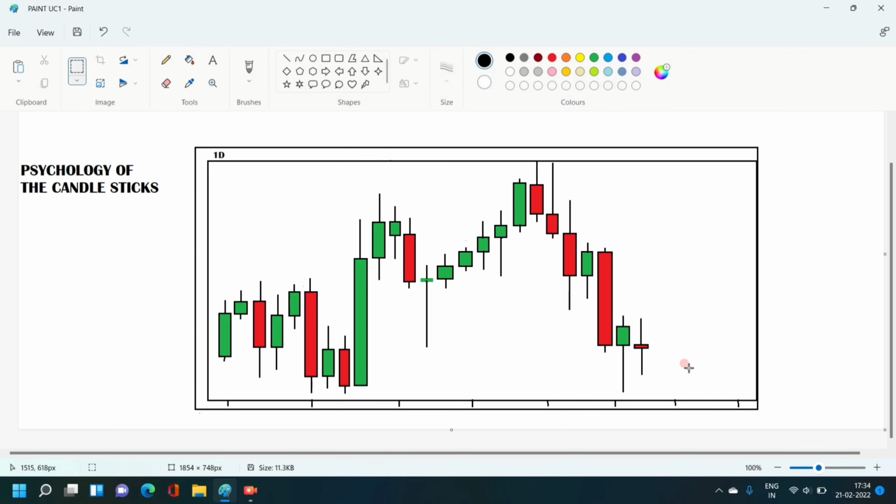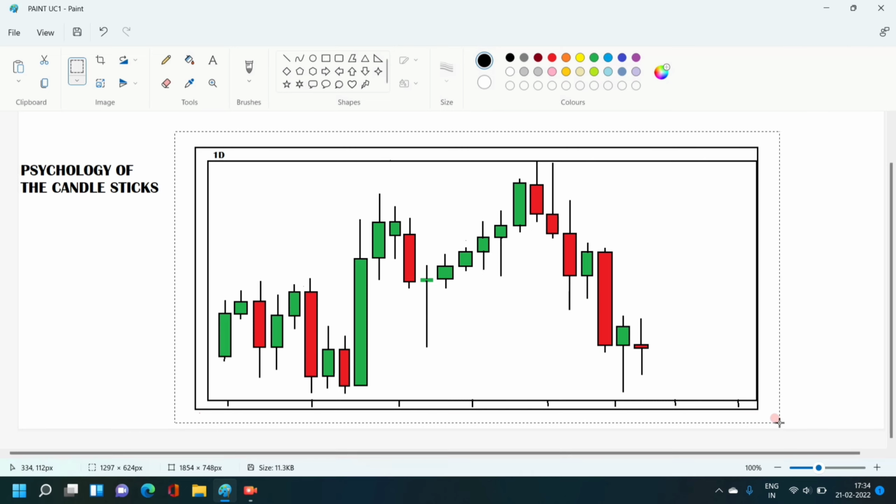Now, I am going to discuss the psychology behind the candlesticks and what the size of candlesticks and the size of the wick can tell us in the charts.